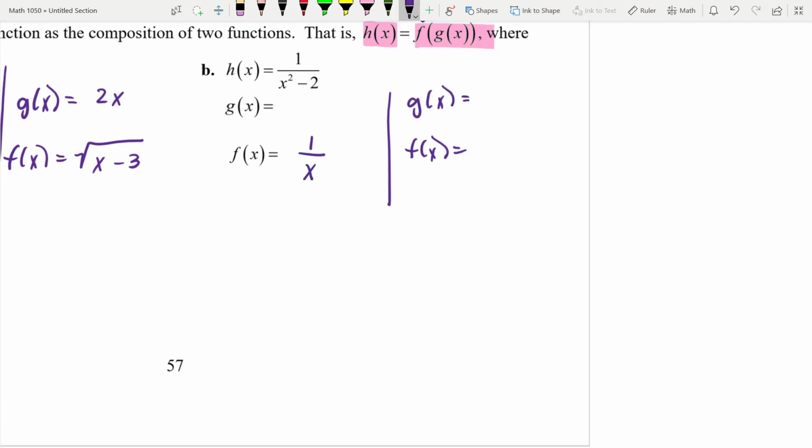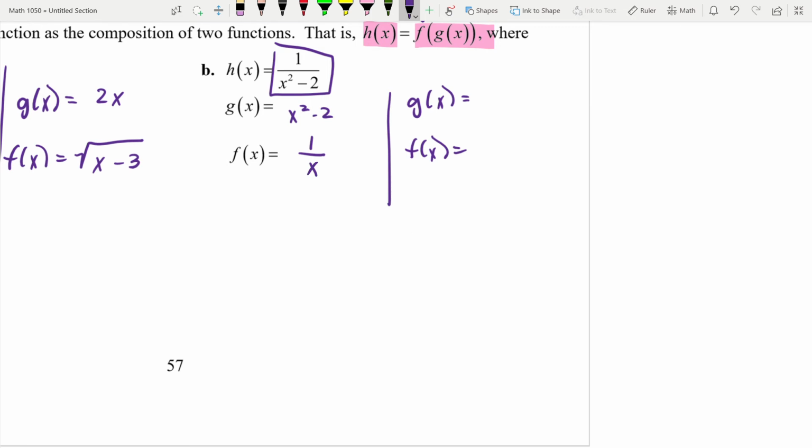By this point, everybody can answer the second one, and you guys are not answering. Look, if I take this x and get rid of it, what would I have to replace it with to get this? What would it be? x squared minus 2.